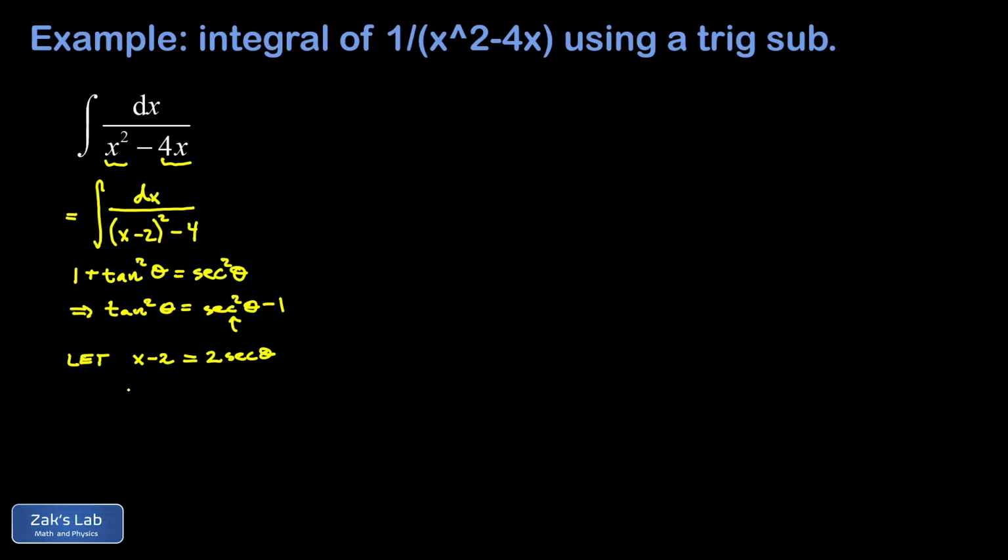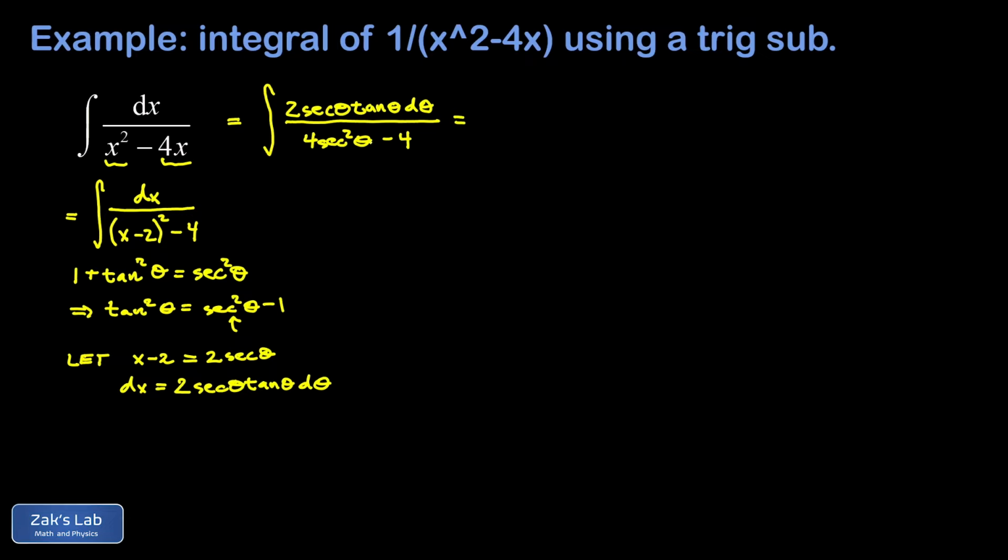We also have to transform the differential here. So when we take the differential of the left-hand side, we get dx. And then on the right-hand side, we're going to get 2 times secant theta tangent theta d theta. So now we can transform our integral entirely in terms of theta. In our numerator, we have 2 secant theta tangent theta d theta. And in our denominator, when we take x minus 2 and we square it, again, we get 4 secant squared theta. And then we have this minus 4 hanging around.